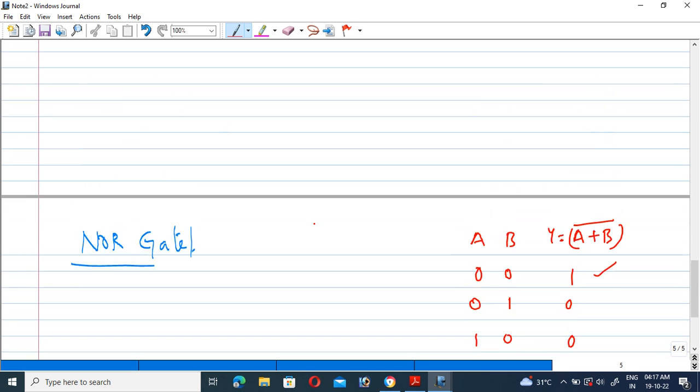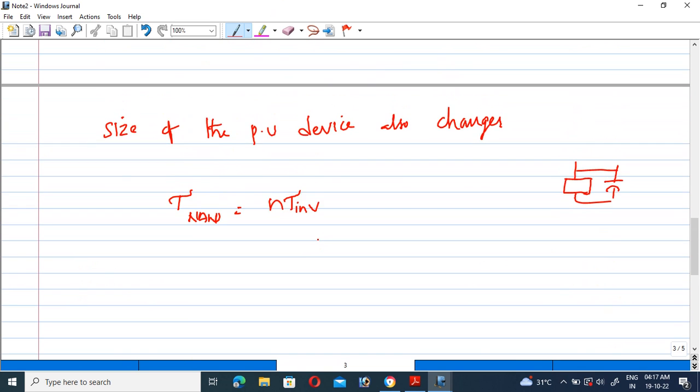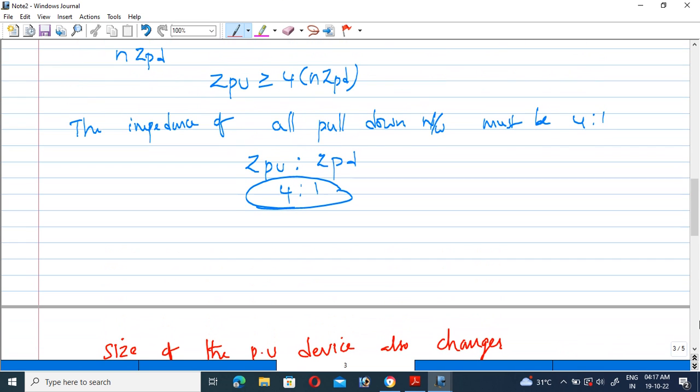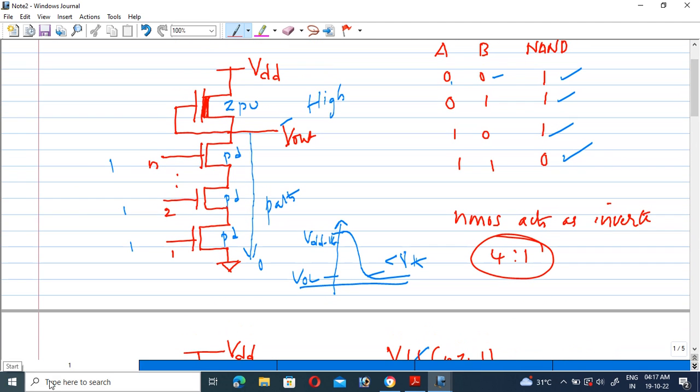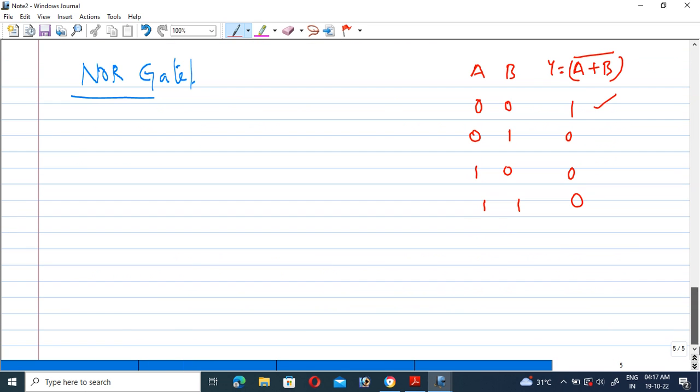Previously, the nMOS transistors used here were in series fashion. If we connect these transistors in parallel, then any one of the gates being on is the basic criteria. That means this pull down network is going to be in parallel fashion, and the pull up network is in the same fashion. Let us see the circuit diagram for that.